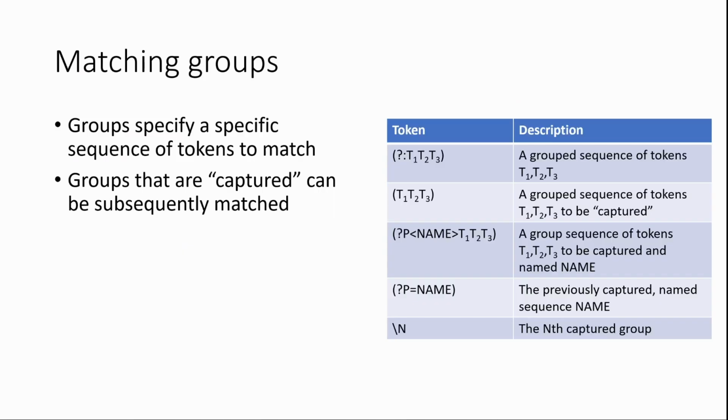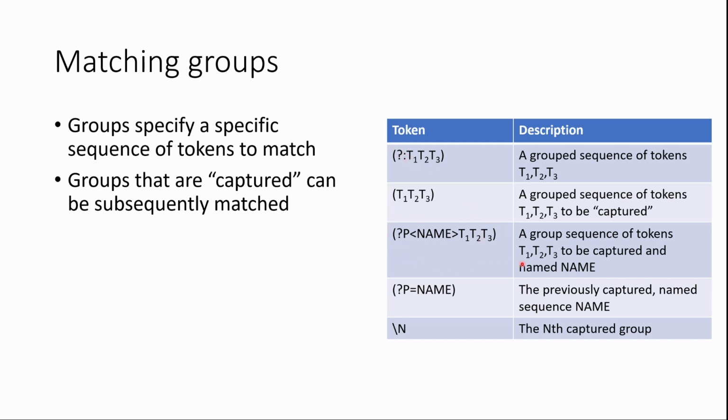You can make things further complicated by using matching groups, because these groups work with the quantifiers as well. A group is surrounded by parentheses. This group specifies that you're going to see the tokens T1, T2, and T3 in sequence, and that those tokens are going to be a single group together. Another type of group is known as a non-captured group, where this one is a captured group, this is a non-captured group, and it simply begins with question mark colon.